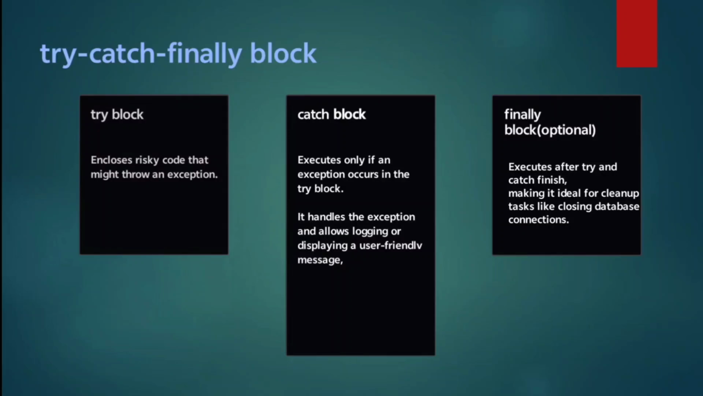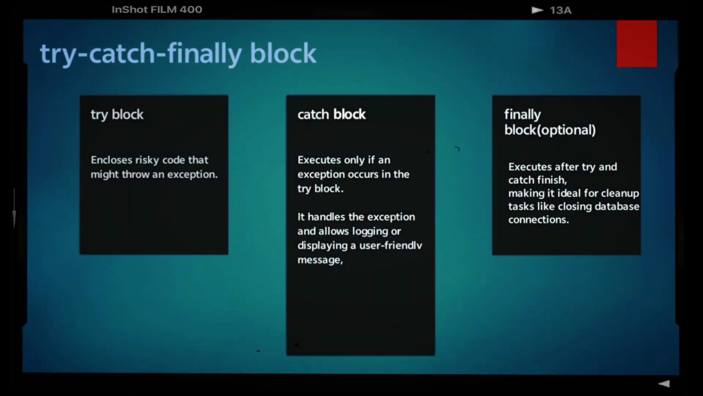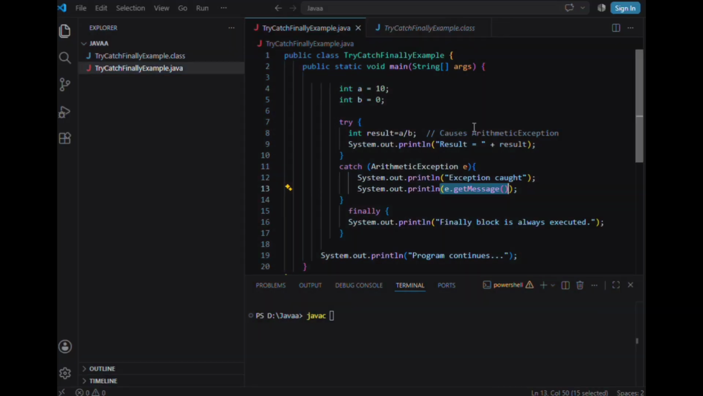Finally block is an optional block that gets executed after the try and catch block finish execution. It's ideal for cleanup tasks like closing database connections. This program demonstrates try, catch and finally block.